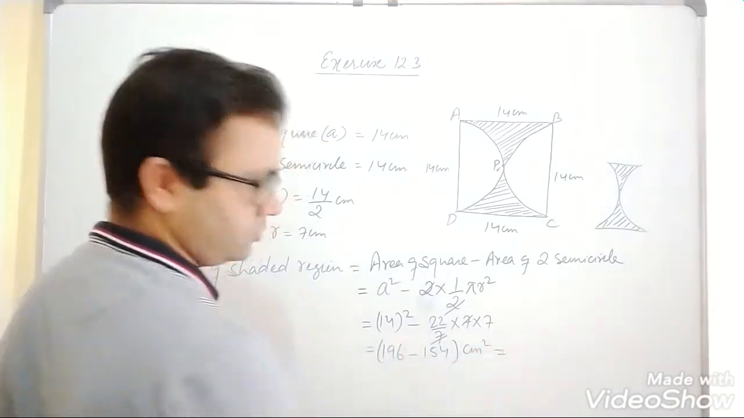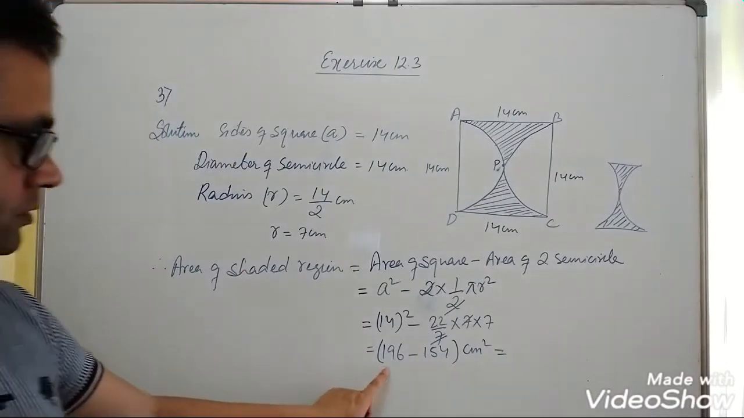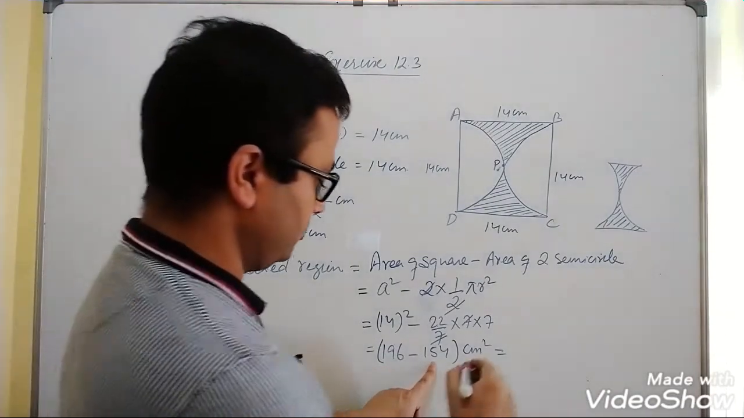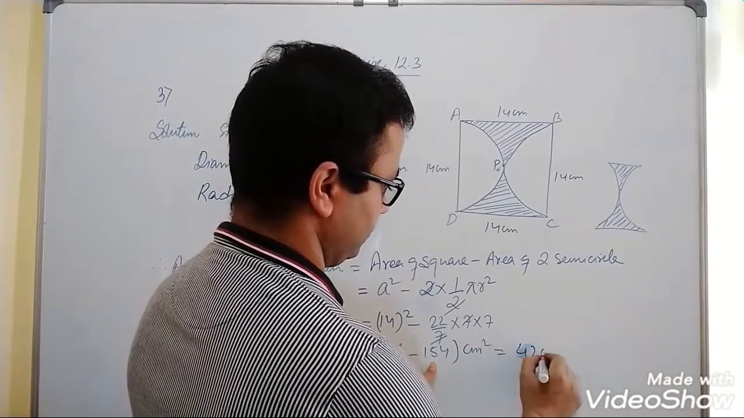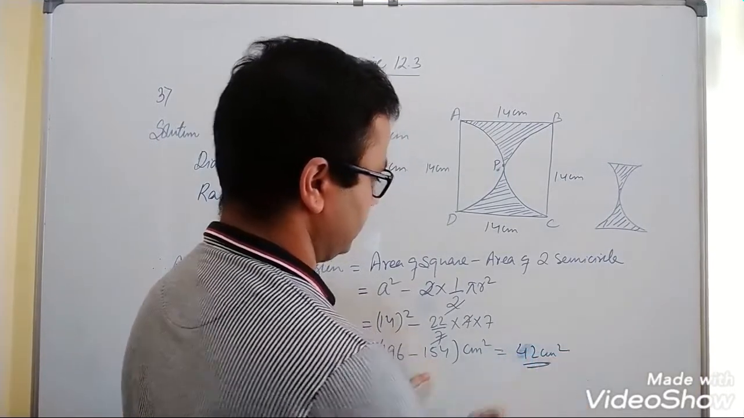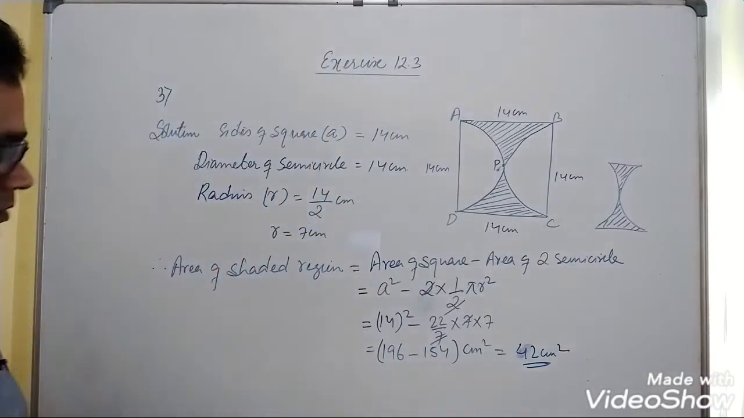So this equals 196 minus 154, which is 42 centimeter squared. Now this is the answer. So this was question number 3. Now move to question number 4.